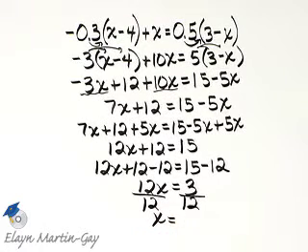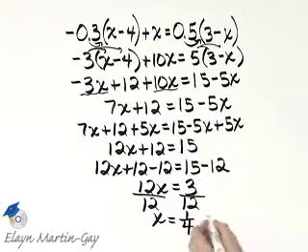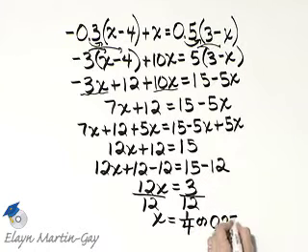So x is 3 over 12, and if I simplify that, I will have 1 over 4. There is my solution. Since I started with decimals, you could write that as a decimal number. 1/4 is the same as 25 hundredths. Either one is fine.